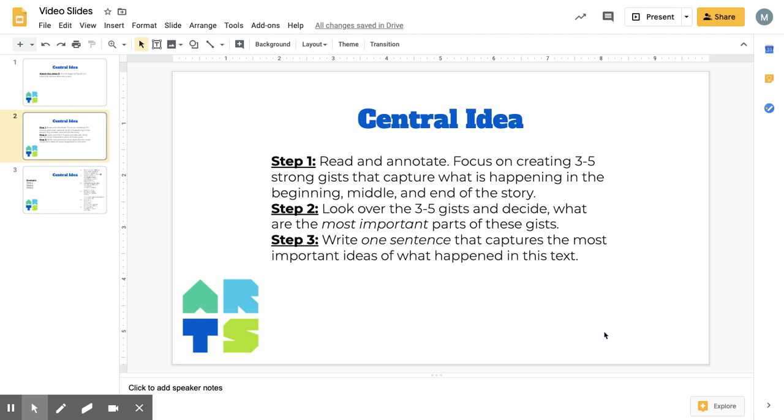We're going to go through an example in a minute and I will outline these. But Step 3 is write one sentence that captures the most important ideas of what happens in this text. The reason why it's one sentence is because a central idea should be very short and to the point. It needs to be just the big thing that happens. It's different from gists in the fact that gists can provide some context or are a little bit closer to summary. Central idea is never more than one sentence.